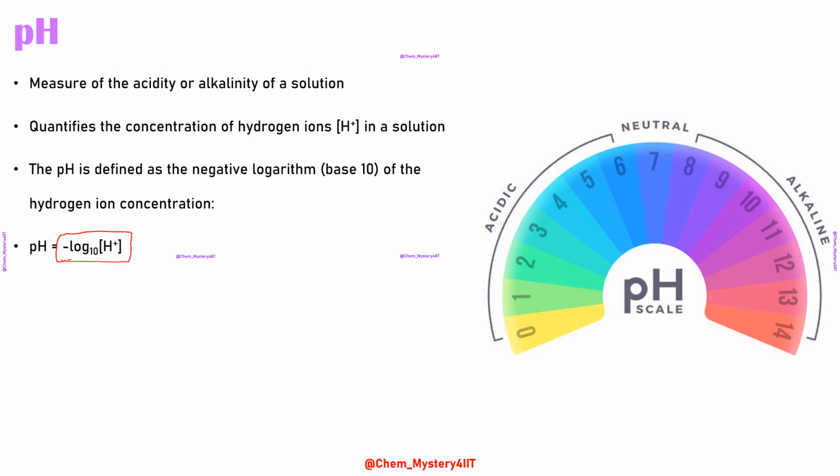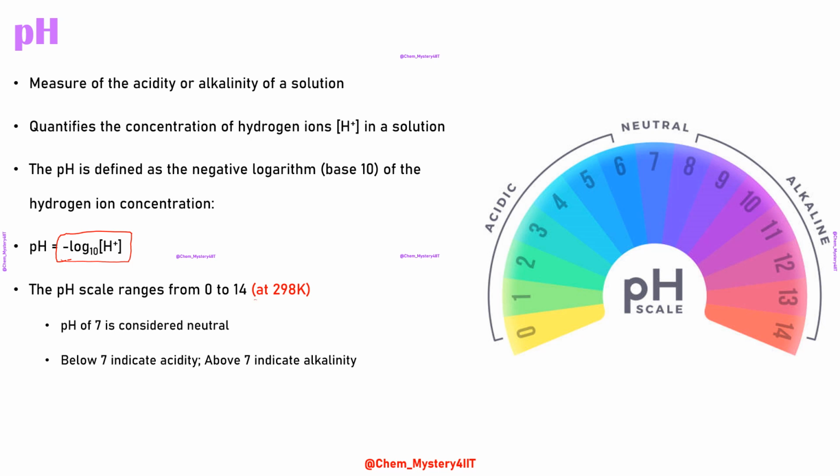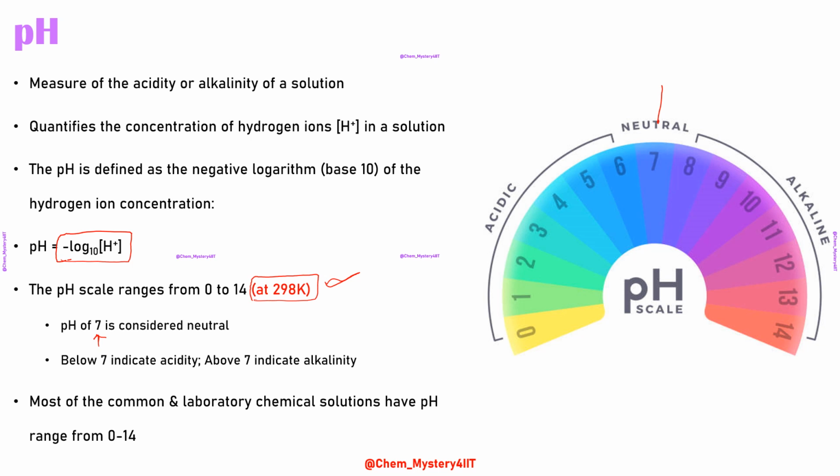And we also understand that when temperature is 298 Kelvin, then this pH scale may be ranging from 0 to 14. So when pH is 7, we are considering this as neutral. That is happening only and only if this is the temperature. Below 7, the concentration is going to give us an acidic solution. And above pH 7, H plus ion concentration will be in such a way that it is going to give us a basic solution. Most common solutions will have their pH ranging between 0 and 14.